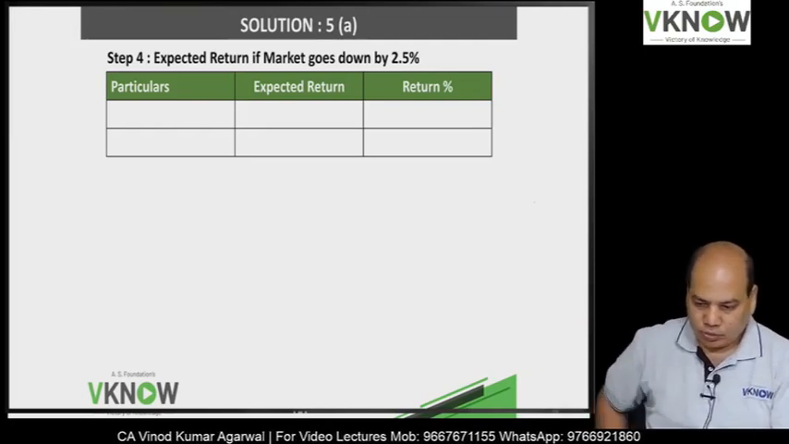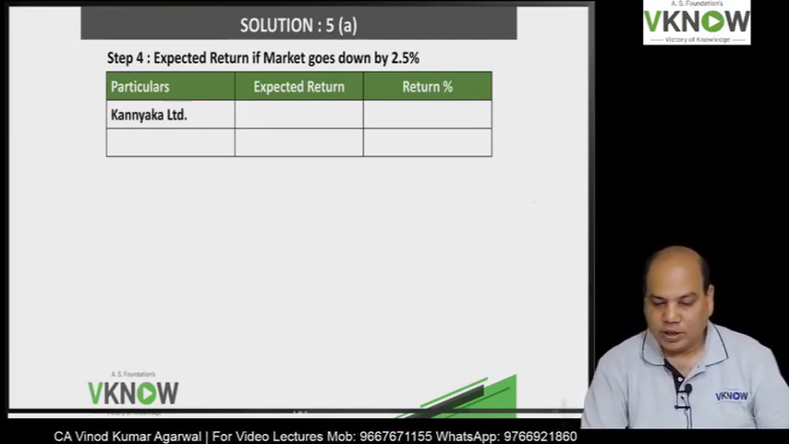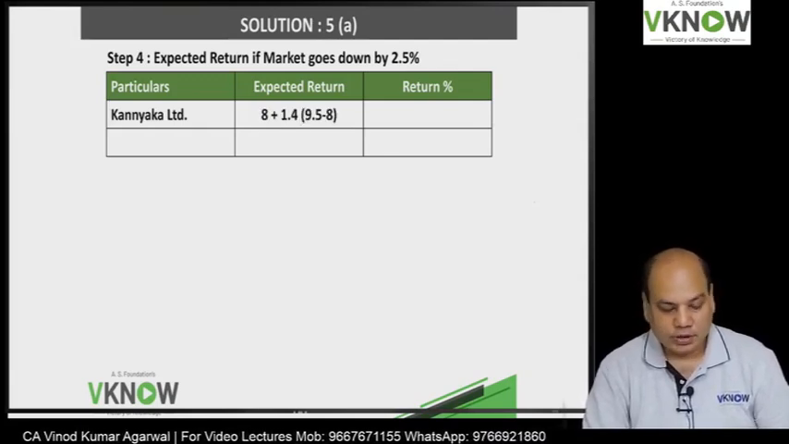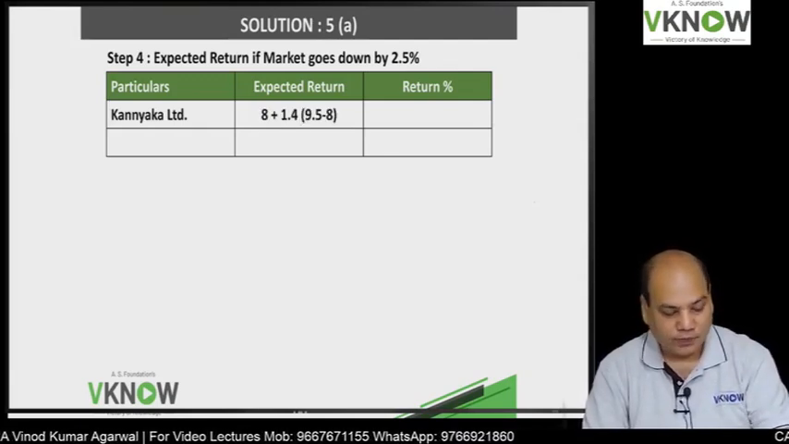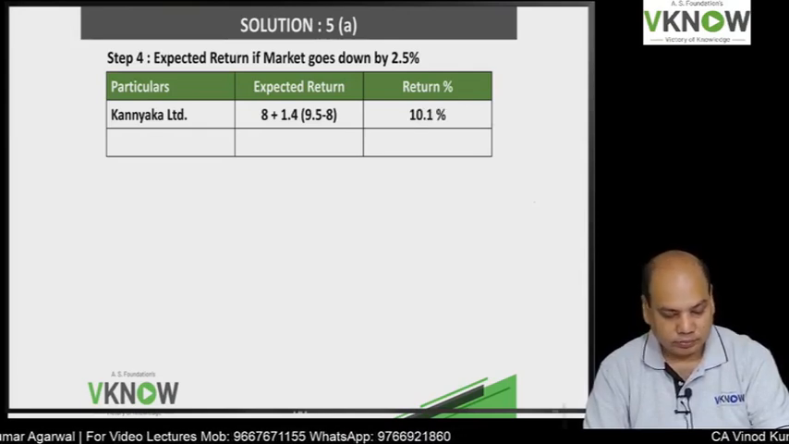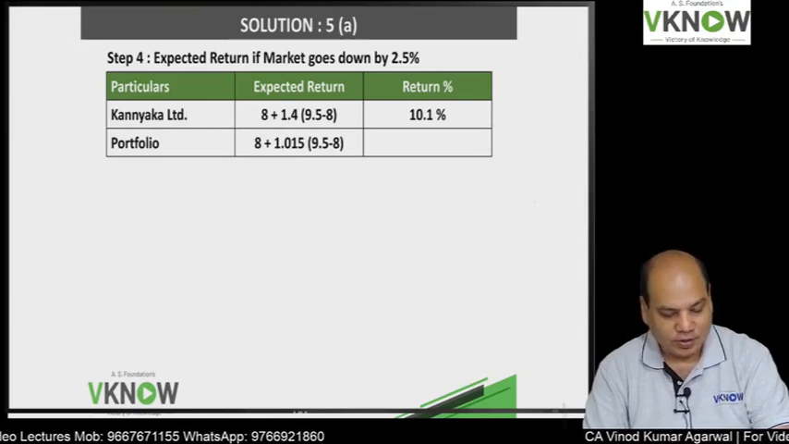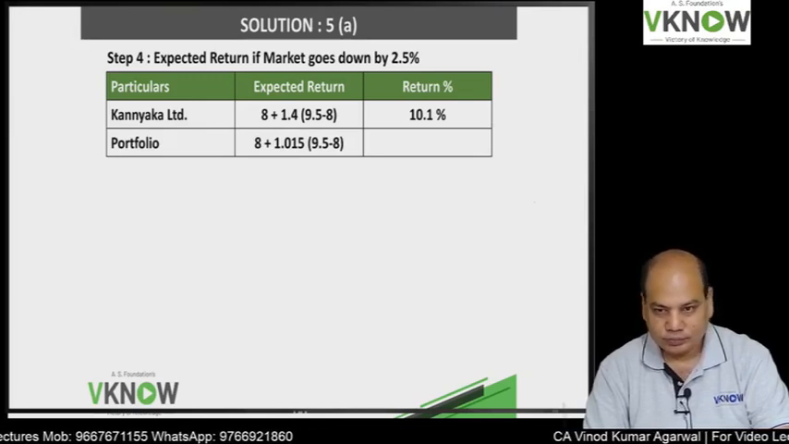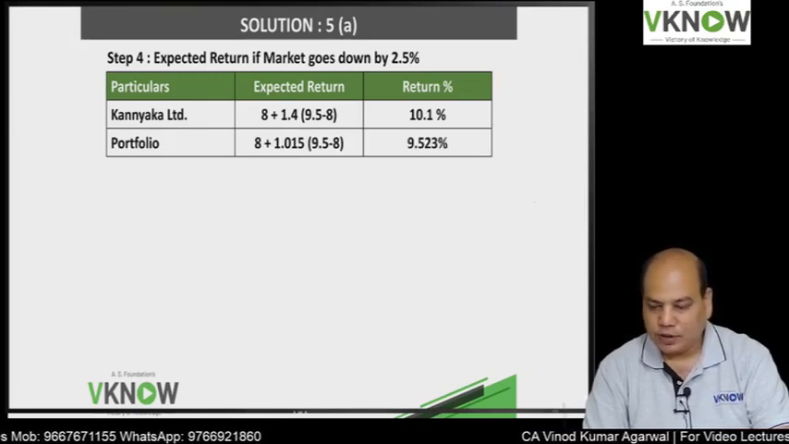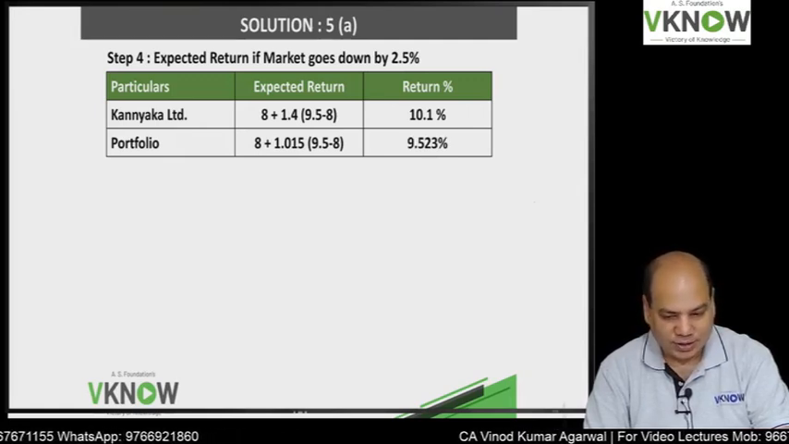So now my RM will change. It will become 12 minus 2.5, that is 9.5. 9.5, you have understood? So 10.1. Portfolio. Anybody for portfolio? 9.523%. So that was my answer of part A, B, C.